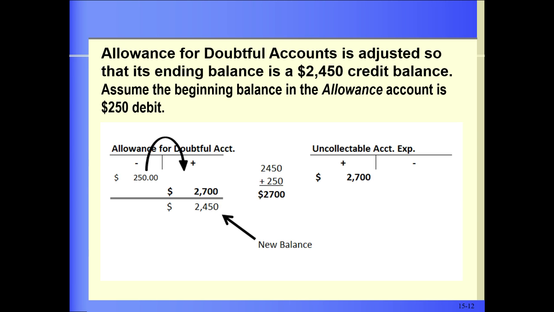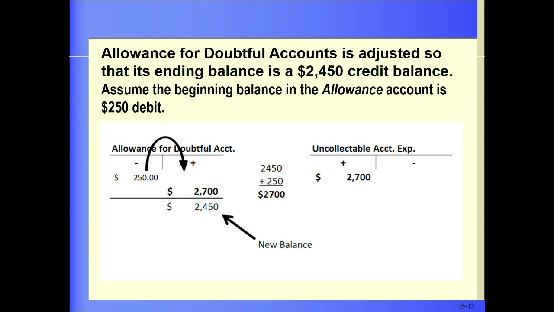Let's assume that instead of having a credit balance in the account, we actually have a debit balance. Now the way that we would end up with a debit balance is if we had in the prior period written off more accounts than we had estimated for. So if we had estimated, say, $2,450 in the prior year, and we wrote off a total of $2,700, then we would be basically on the debit side. We will have used all of our estimate plus a little bit more.